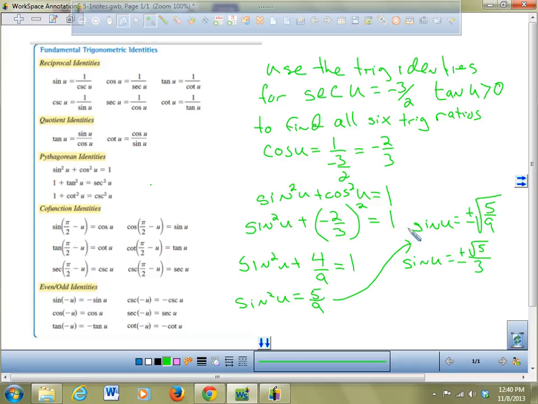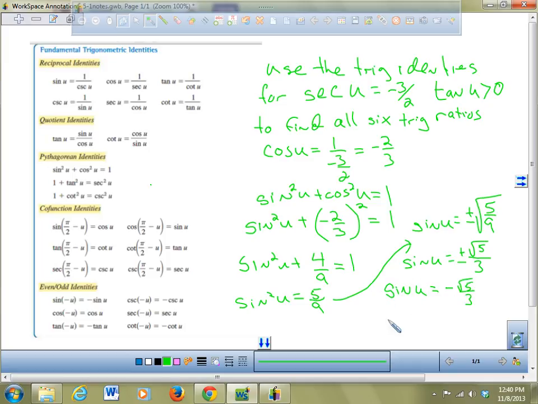Do you understand why you're in the third quadrant? Because for tangent, you have negative, negative, right? So negative divided by a negative, because that's sine over cosine. So in the third quadrant tangent is positive, and secant and cosine are negative. So that's why you choose the negative value here. So sine of u is equal to negative square root of 5 over 3.